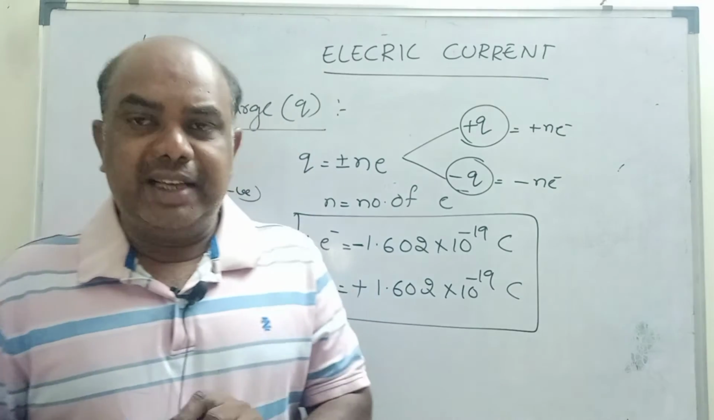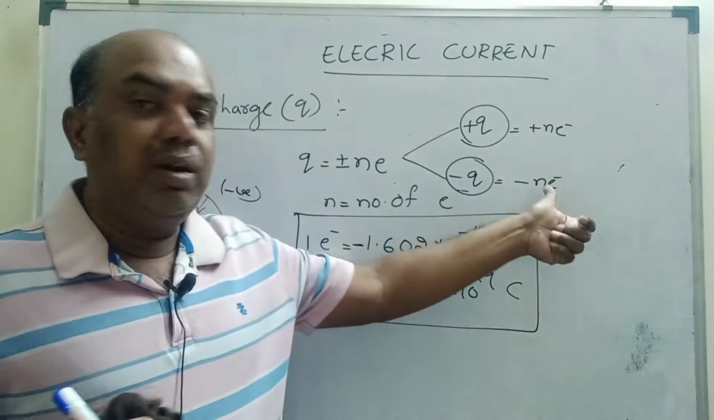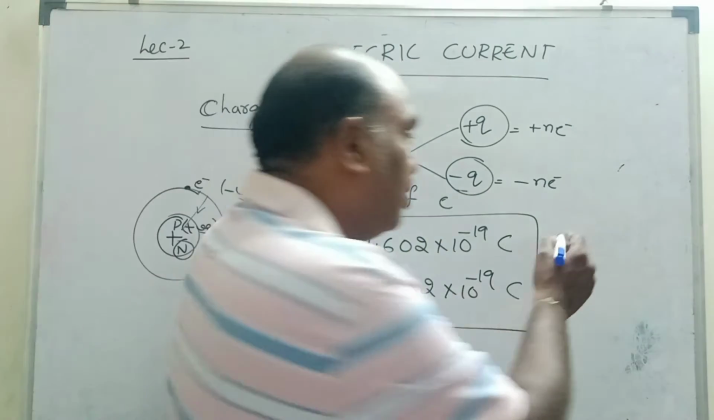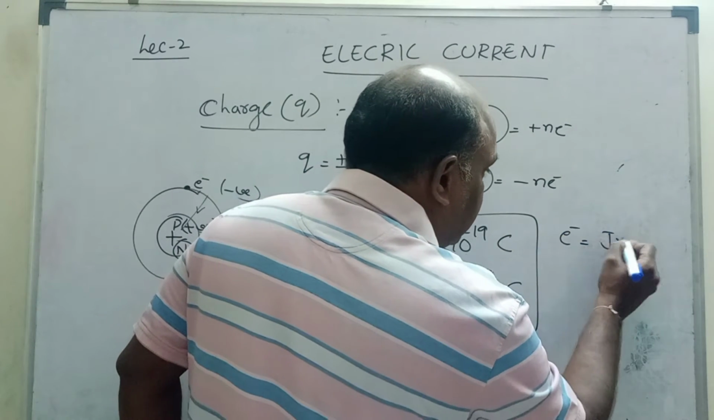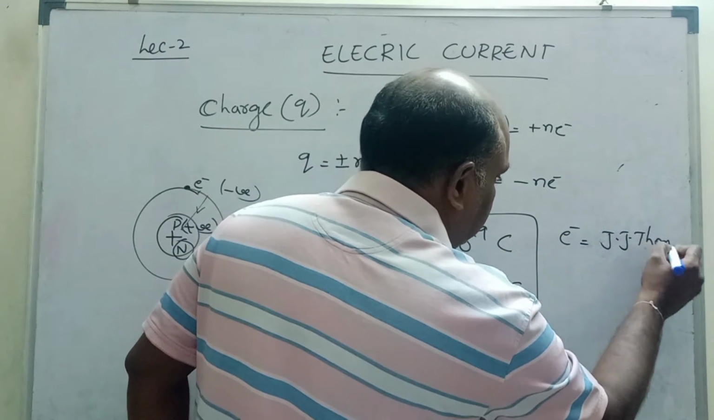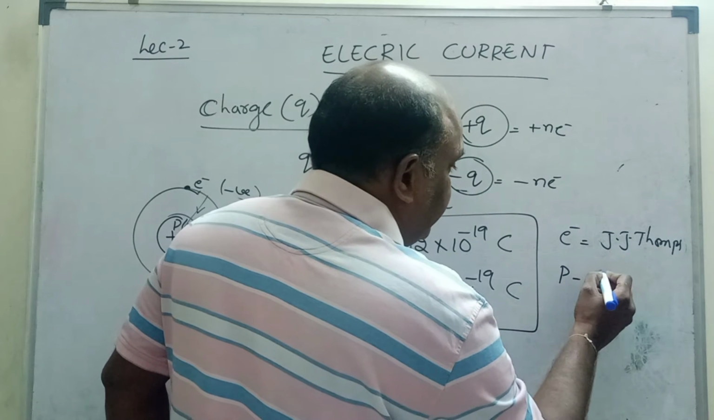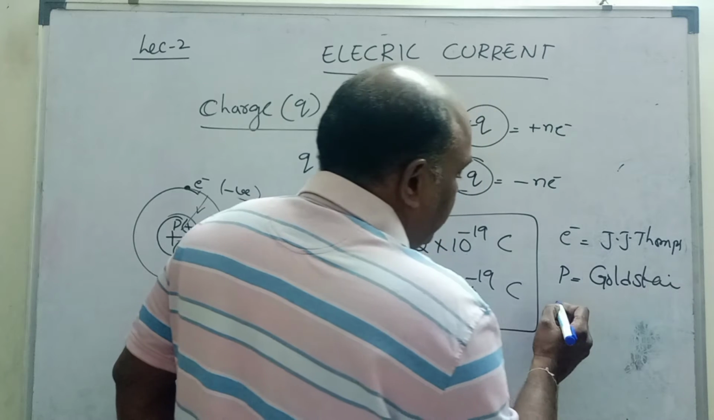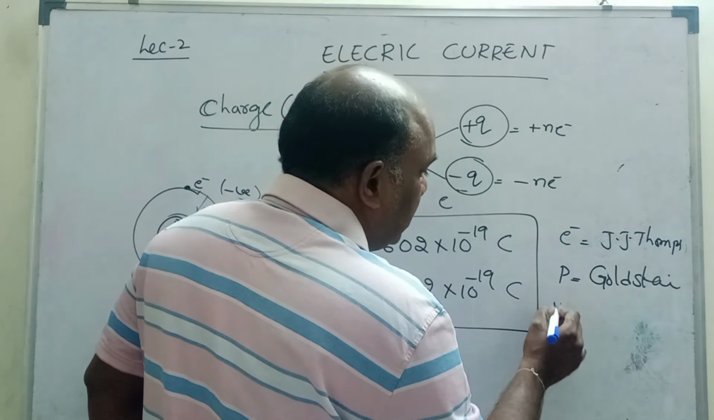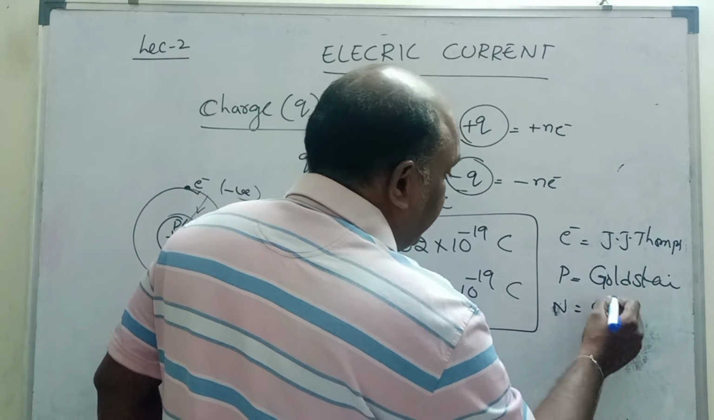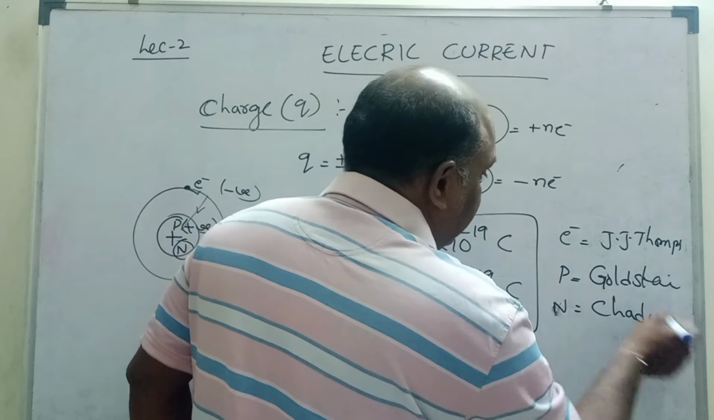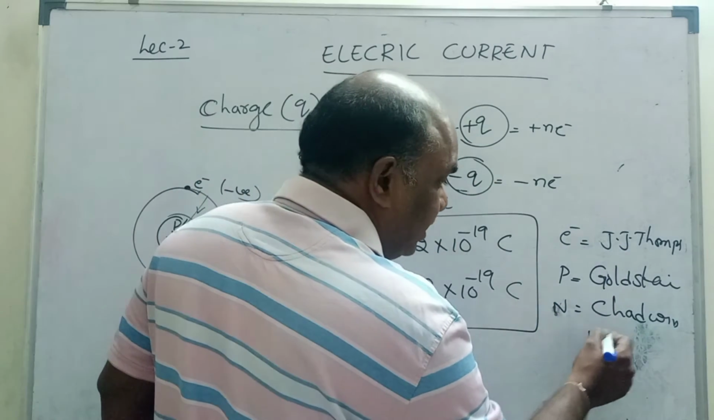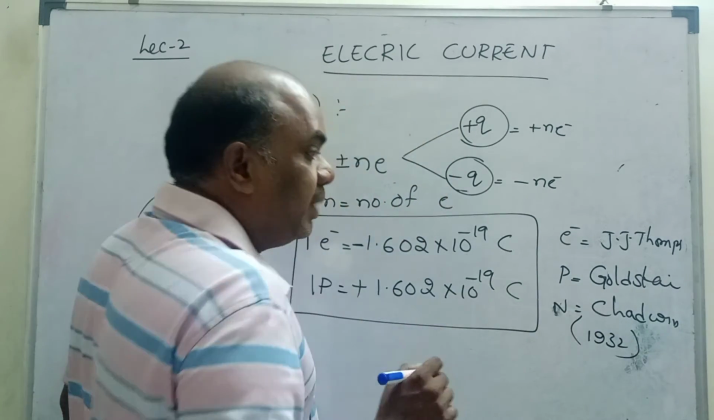One more important point, this is not related to us, but just for extra information: electron was discovered by J.J. Thomson. Proton was discovered by Goldstein. Neutron was discovered by James Chadwick in 1932. Why? Because the first two were discovered in the 1800s only. This one is 1932. Neutron was discovered later by James Chadwick.